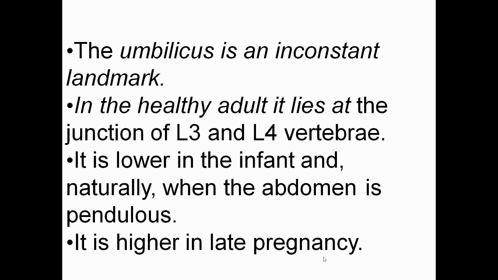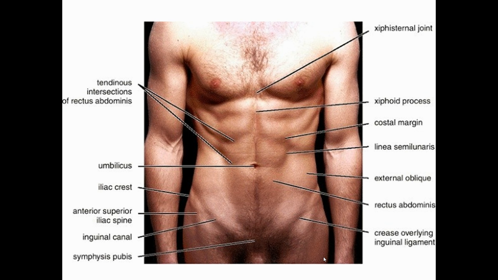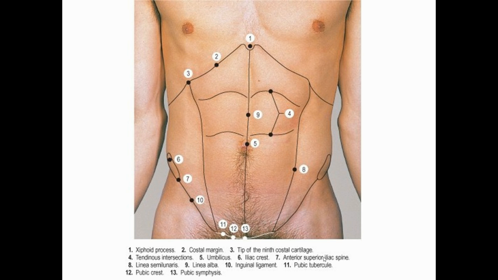Umbilicus is an inconstant landmark. In the healthy adult, it lies at the junction of the L3 and L4 vertebra. It is lower in the infant, and naturally, when the abdomen is pendulous, it is higher in late pregnancy. So you can see the location of the umbilicus in a healthy individual. Again, you can see here.